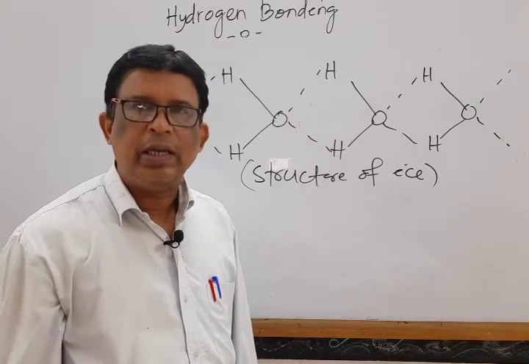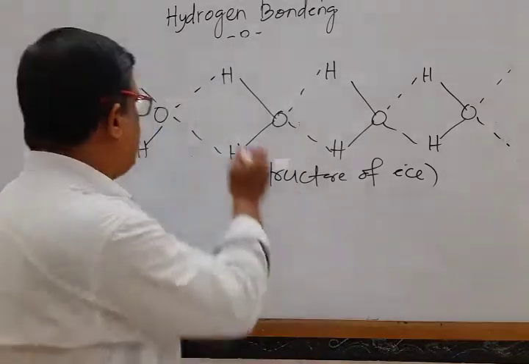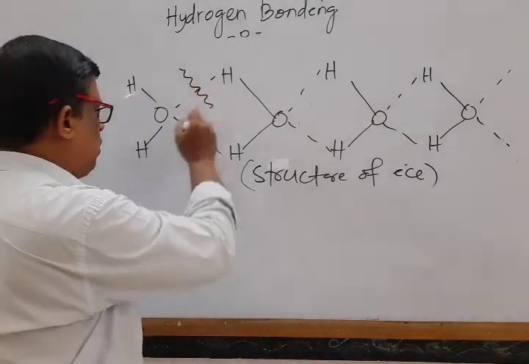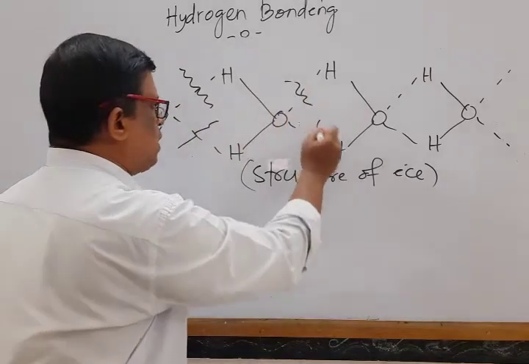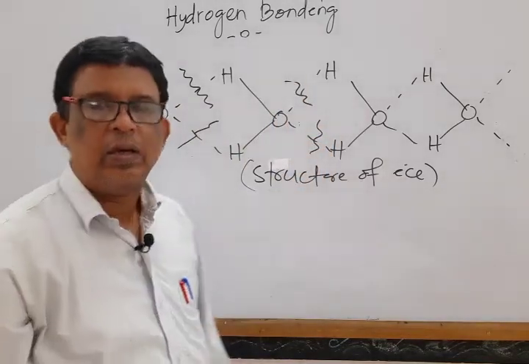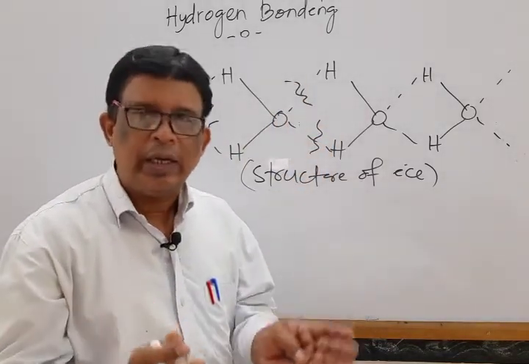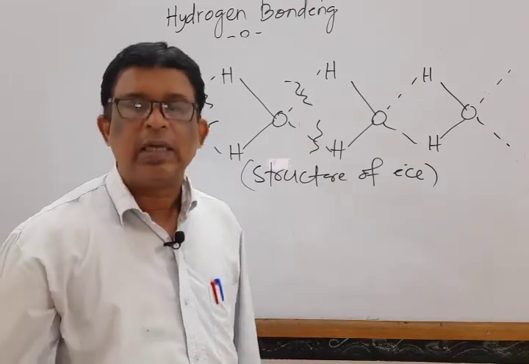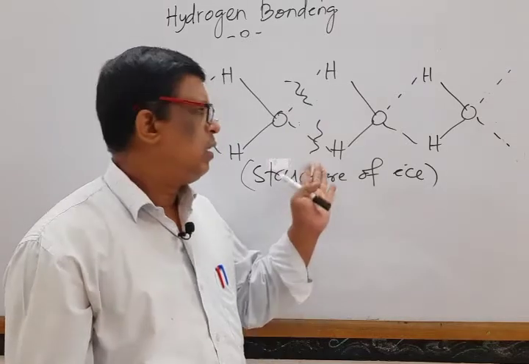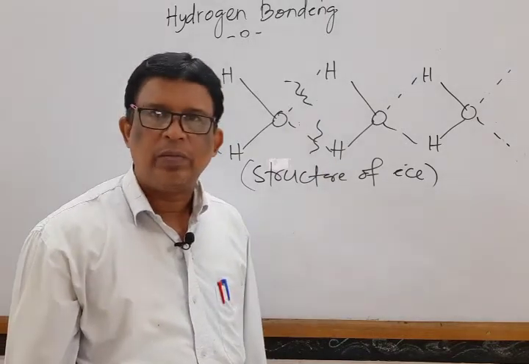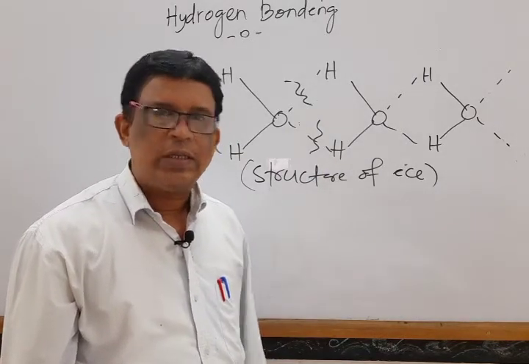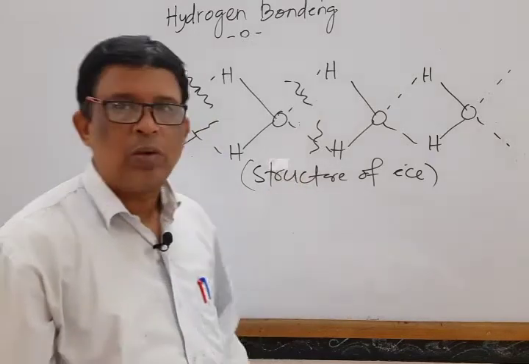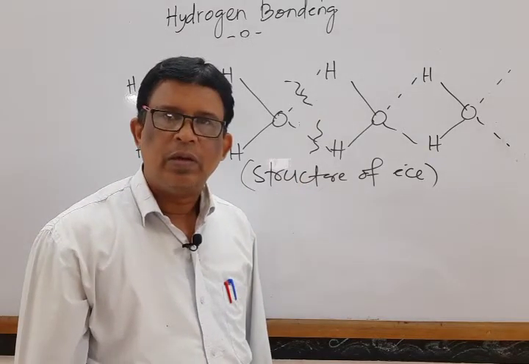When temperature increases, the hydrogen bonds start breaking. So its volume decreases, that means density increases. At 4 degrees centigrade, the density is maximum. Due to this reason, ice floats over water.